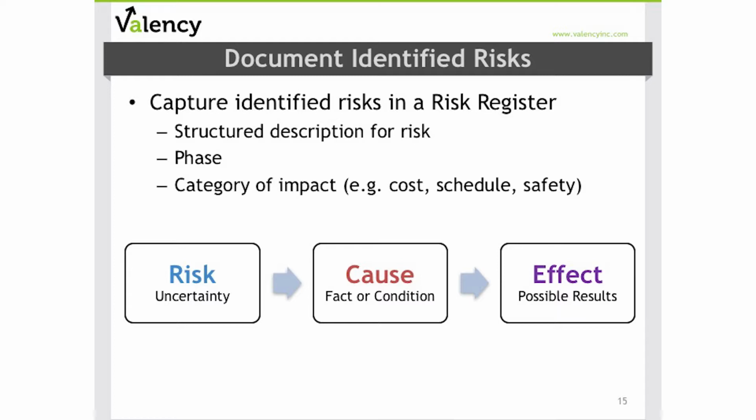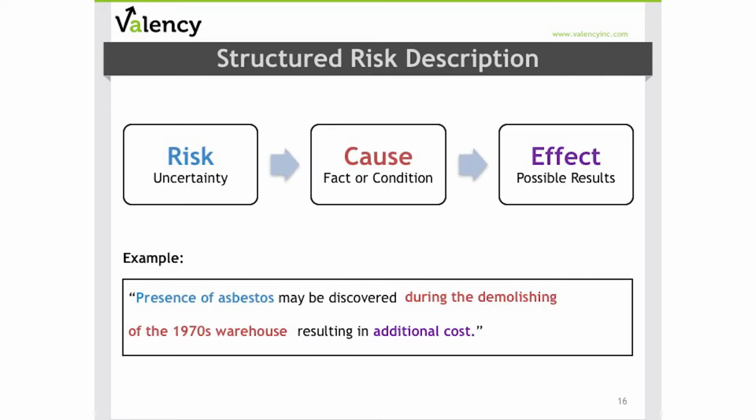occurs. So to give you an example of what that looks like, let's take a look at this recent building project. The team identified a risk as potential presence of asbestos. The cause of the risk was that it may be discovered when demoing a 1970s warehouse. And finally, the possible effect is that it could result in additional costs to the project.